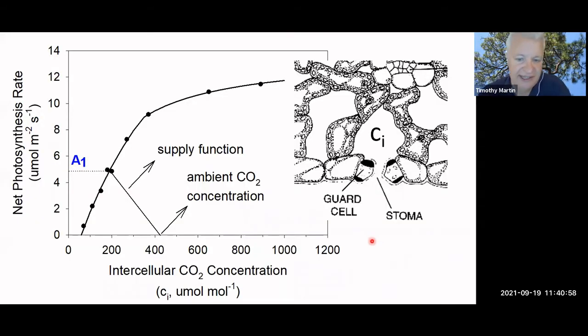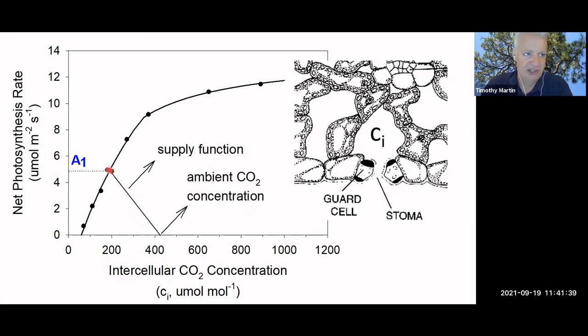Now, all of these calculations are based on ACI curves. So to understand these calculations, you need to make sure you're solid on the concept of an ACI curve. So that's net photosynthesis rate plotted against CI, leaf intercellular CO2 concentration. CI just refers to the CO2 concentration basically right outside the cell wall, so in the intercellular spaces. So how does net photosynthesis respond to CO2 concentration in the intercellular spaces?